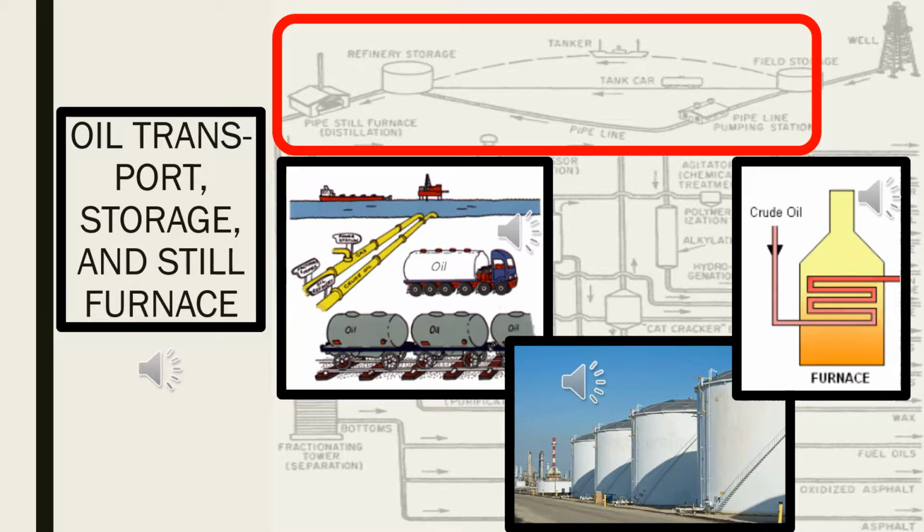The pipe still furnace heats the feed to a predetermined temperature, usually a temperature at which a predetermined portion of the feed will change into vapor. By so doing, the lighter, more volatile products separate out higher up the column, whereas the heavier, less volatile products settle out towards the bottom of the distillation column.